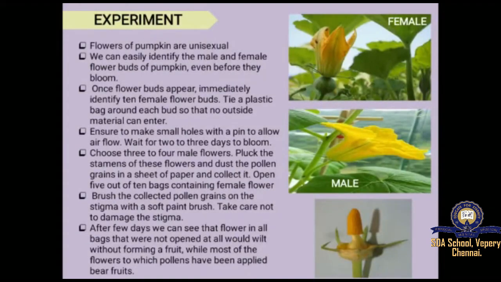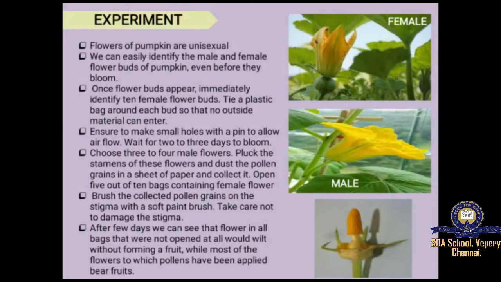Here is an experiment to understand the process of pollination. So they have taken pumpkin flowers. Pumpkin flowers are unisexual. We can easily identify the male and female flower buds of pumpkin even before they bloom. As you can see here, this is the male pumpkin flower and this is the female pumpkin flower.